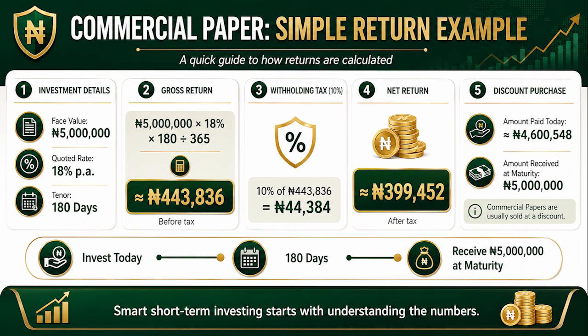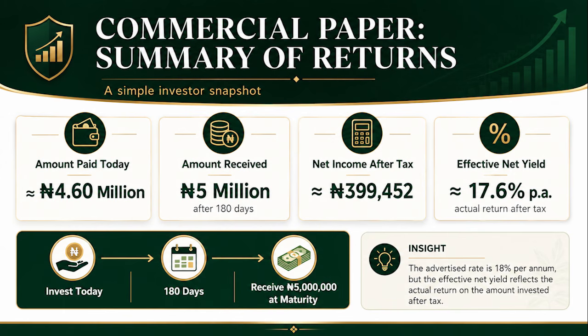The net return after tax would therefore be approximately 399,452 naira. Because commercial papers are usually sold at a discount, you will pay approximately 4,600,548 naira today and receive the full 5 million naira at maturity. In summary, you pay about 4.6 million today, you receive 5 million after 180 days. Your net income after tax is 399,452 naira. Although the advertised rate is 18% per annum, the effective net yield after tax is approximately 17.6% per annum. The yield shows the actual return on the amount you invested after accounting for taxes.